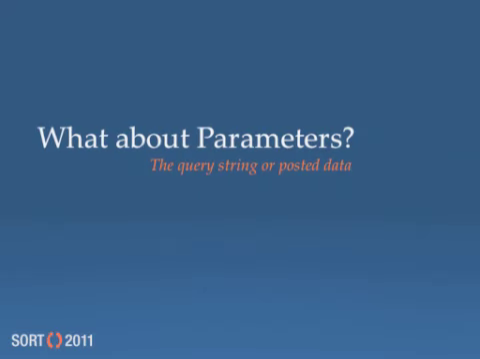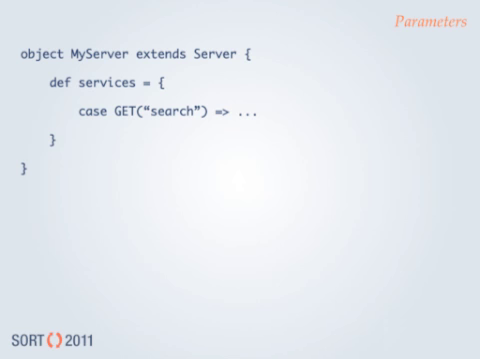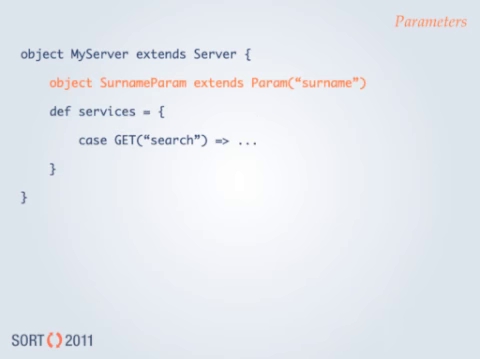So that's how to deal with paths, but they're not the only part of an HTTP request. There's other things like parameters, query string parameters or posted data. Let's go back to start with a basic example. Here we're matching on HTTP GET with the top level path of /search. And assuming we have some kind of query string that we want to then take parameters from to search for, we could do something like this.